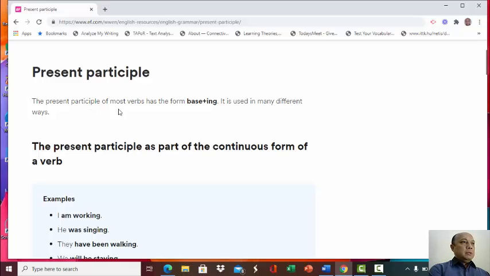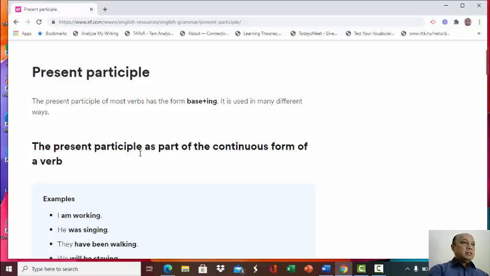The present participle of most verbs has the form base plus ing, or in other words, verb 1 plus ing. Base here is the basic form, the verb 1 plus ing. That is what we call present participle, verb 1 plus ing. It is used in many different ways, and we are going to learn how it is used, and it's going to be interesting.